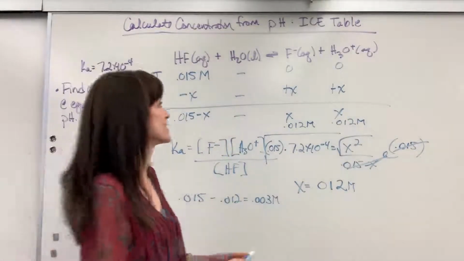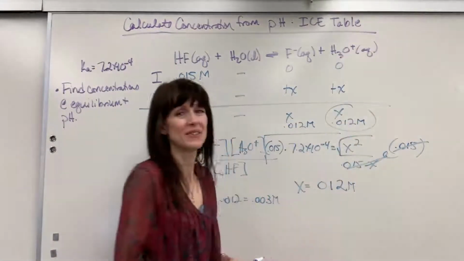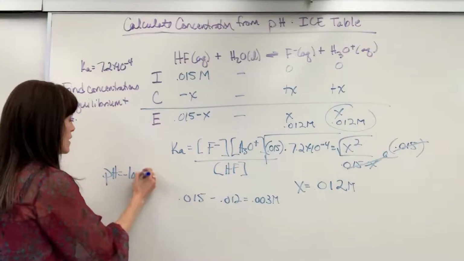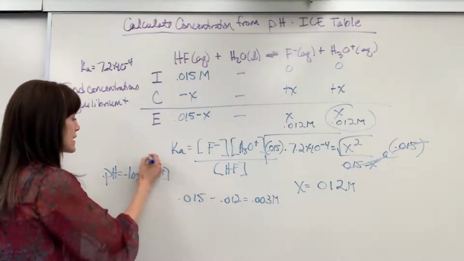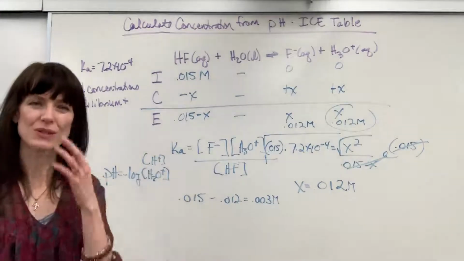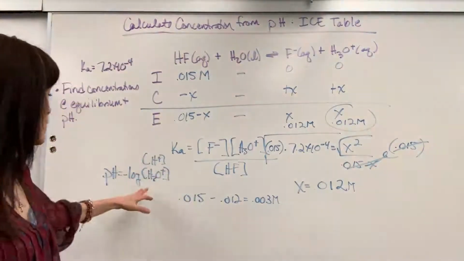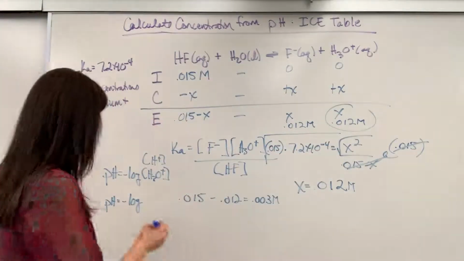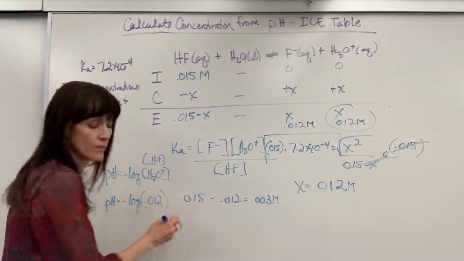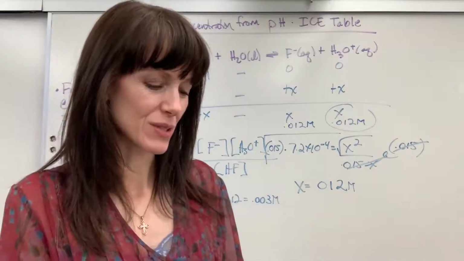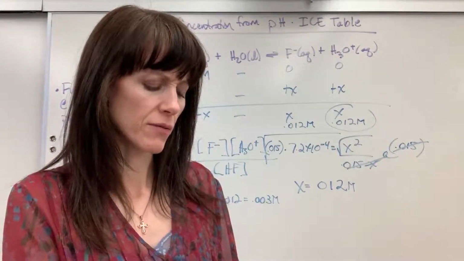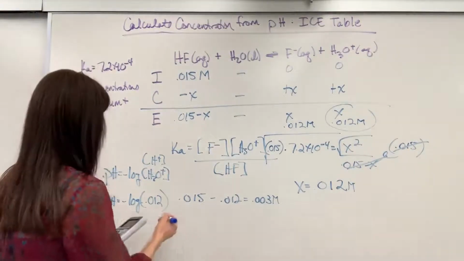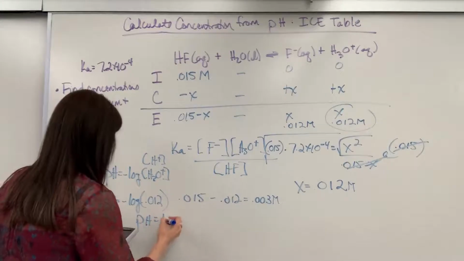Now, if I want to know pH, here's the key, is that hydronium ion right there. Our formula for pH is pH equals negative log of the hydronium. Remember, that's the same thing as the hydrogen ion. Chemists use those two terms interchangeably. So let's go ahead and plug that in. pH equals the negative log of, we had 0.012. Okay, and let me put that in my calculator for you. So we will have the negative log of 0.012, and that gives us a pH of 1.92.